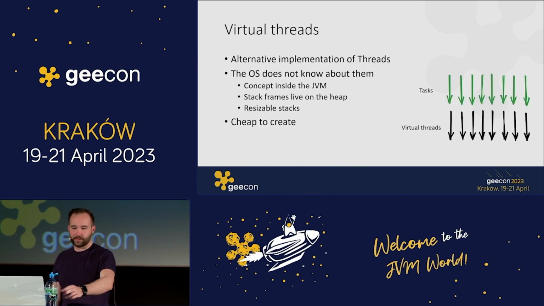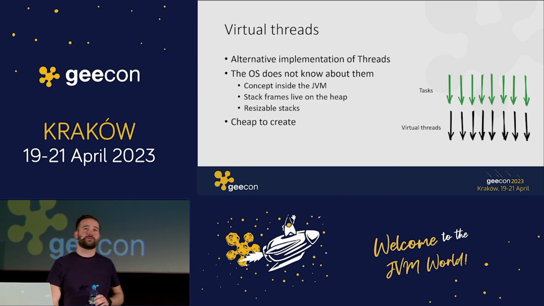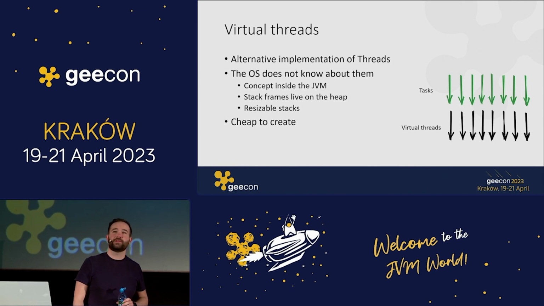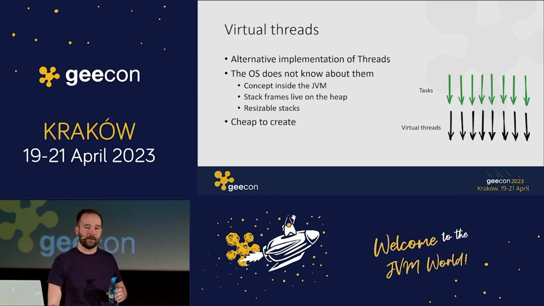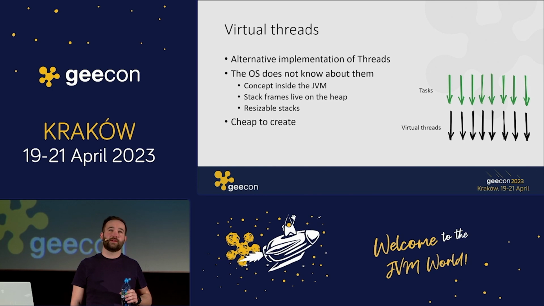And this is where virtual threads come in. The virtual threads are just an alternative implementation of the thread class. So they are not there to replace the threads that we already have, but they are just a new kind of thread.